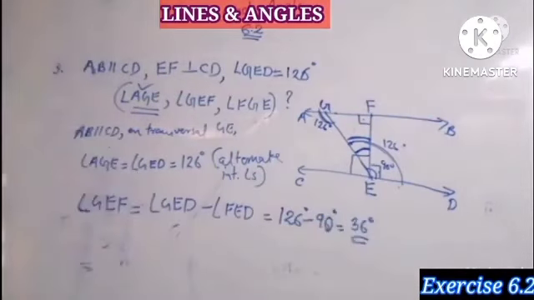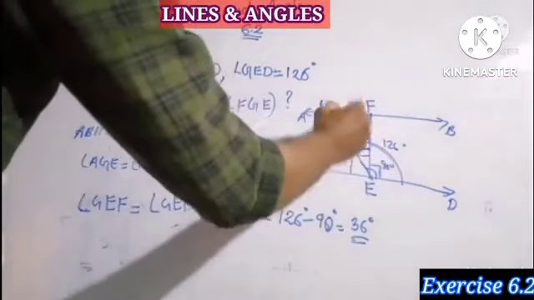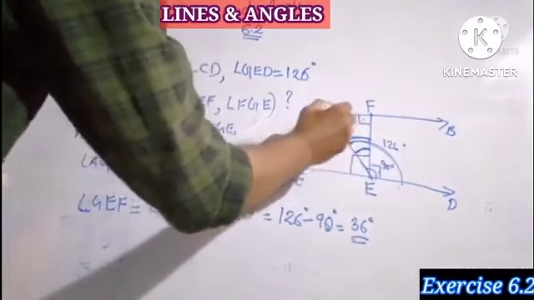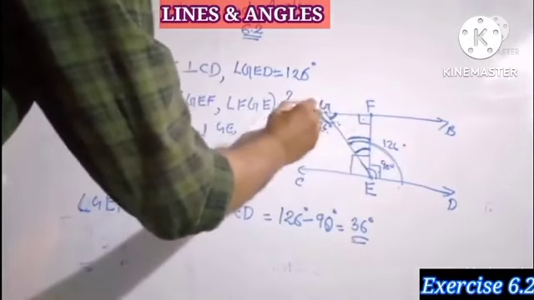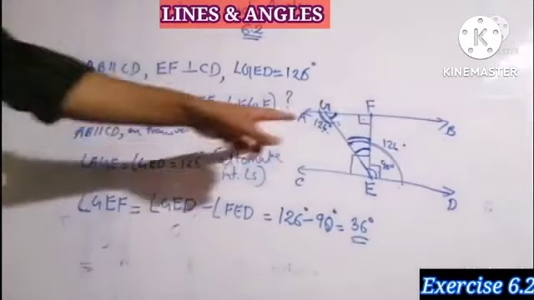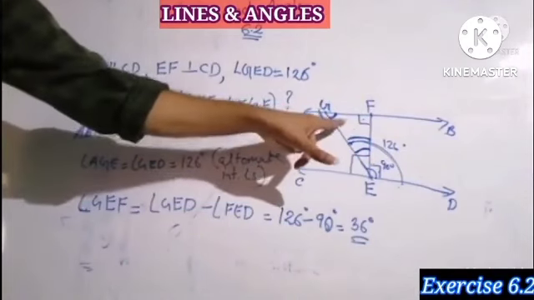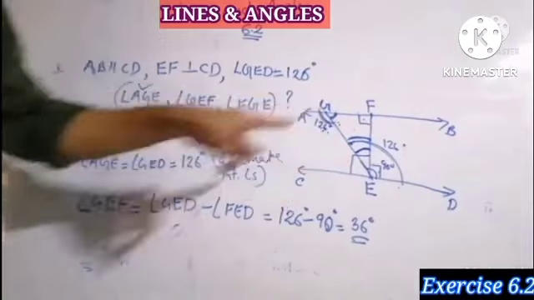So GEF is completed. Now the last one, angle FGE. This is FGE. We know the sum of angle FGE and angle AGE: angle AGE plus angle FGE equals 180 degree. Therefore, these two angles form a linear pair. So this is 126, and the remaining will be 54 degree.